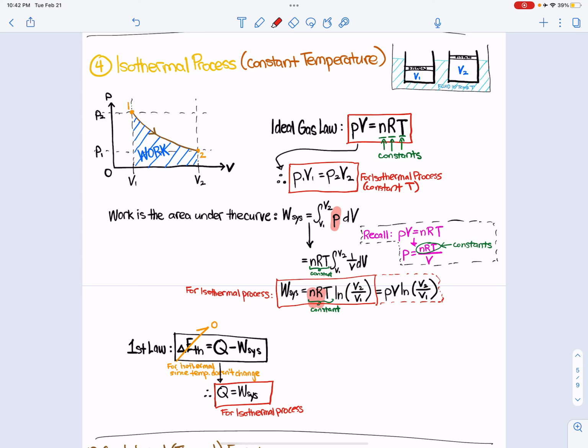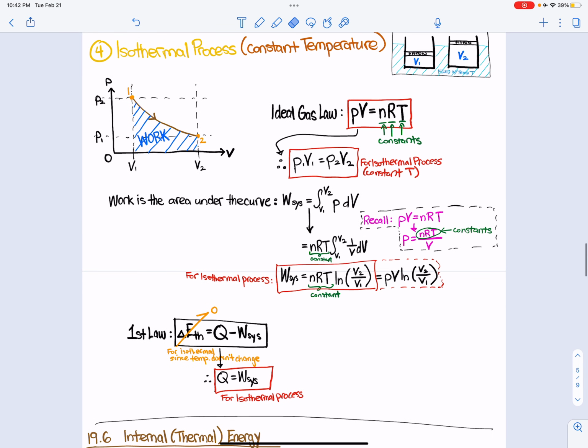What's another way of writing this? Because nRT is a constant, and we know that this constant is equal to PV, we could also say that the work done by the system is equal to PV times the natural log of V2 over V1. In an isothermal process, since there's no change in temperature, our change in thermal energy is 0. So the first law for an isothermal process simplifies to heat transfer is equal to work done by the system.